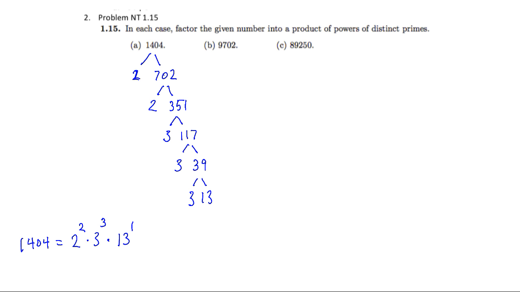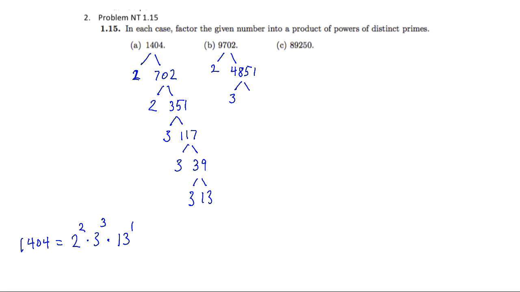9702 starts off the same way with a 2. Let's see, 9,000, half of that is 4,500. Half of 700 is 350. 4,500 plus 350 is 4,850, and then it's 4,851 when I include the 2. That's not even. But let's see if I can divide that by 3. 4 plus 8 plus 5 plus 1 is 18. Yes, it is divisible by 3.